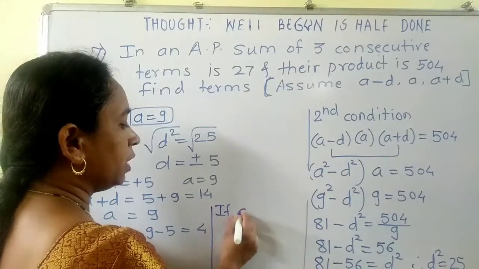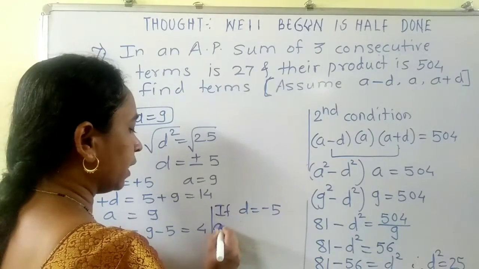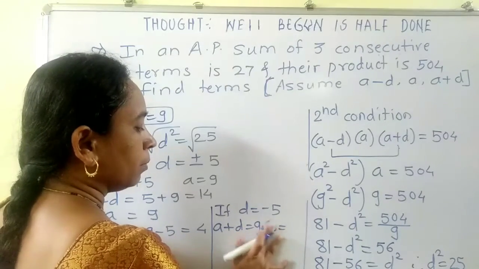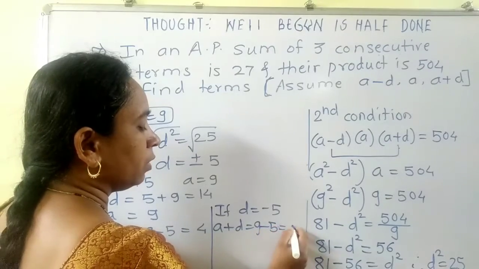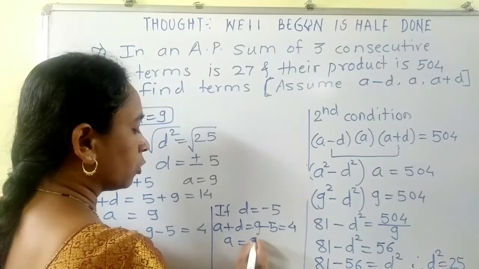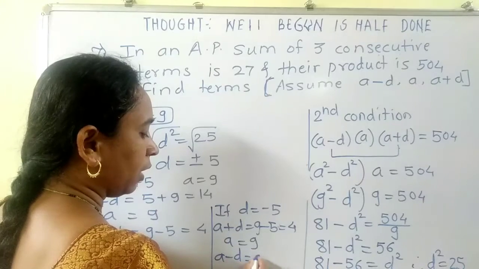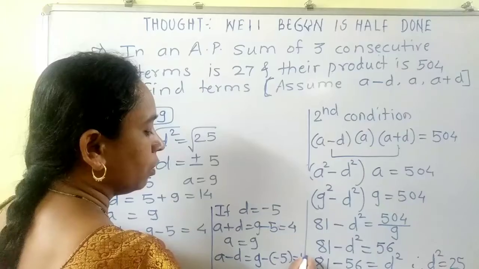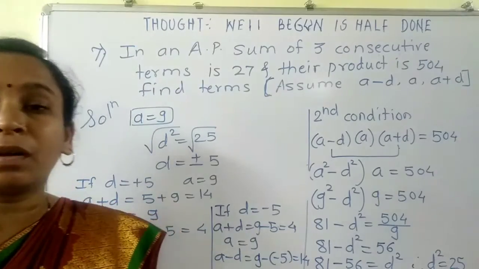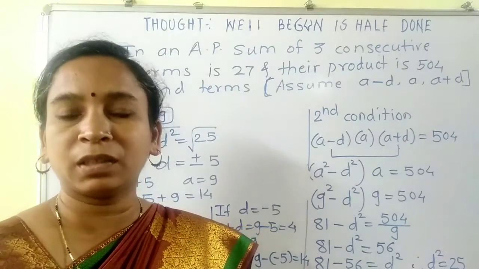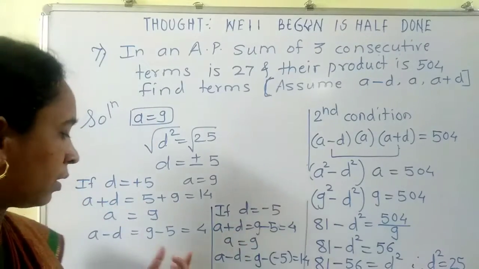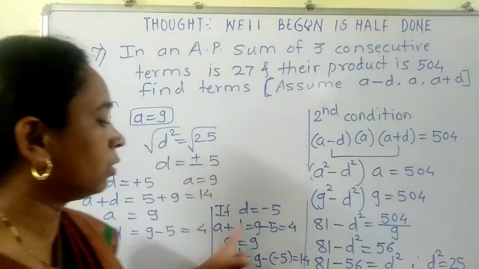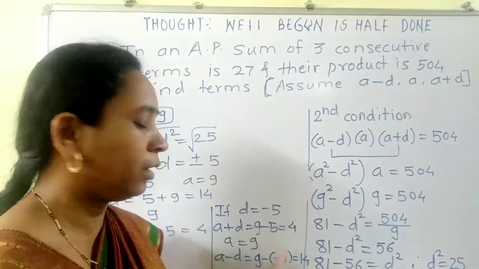If D is equal to minus 5, we will get A plus D, that means 9 minus 5 would be 4. A is equal to 9. A minus D, 9 plus 5 is equal to 14. So because of the two D's, plus 5 and minus 5, we get the numbers either 14, 9, 4 in this sequence, or those three numbers would be 4, 9, 14.